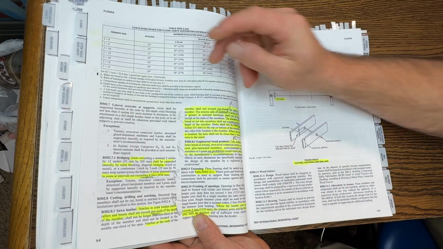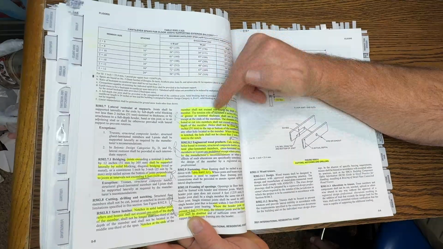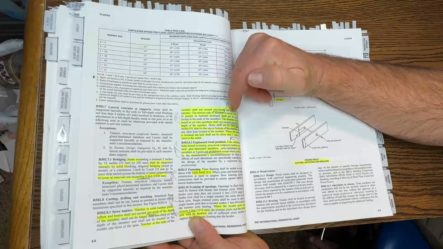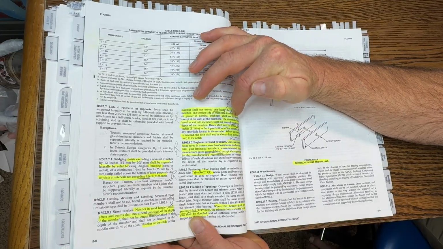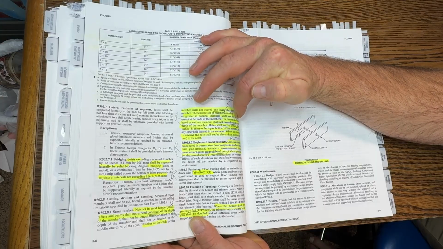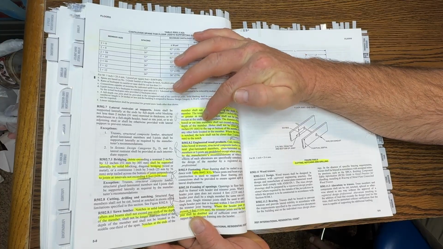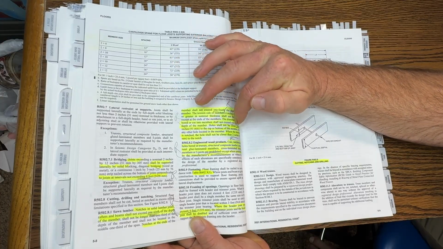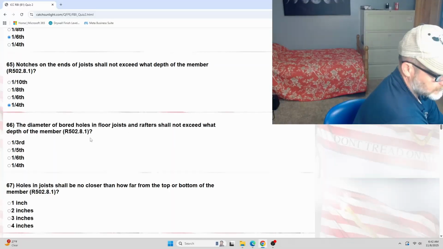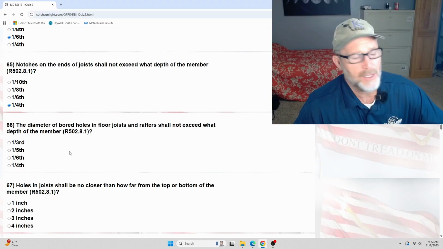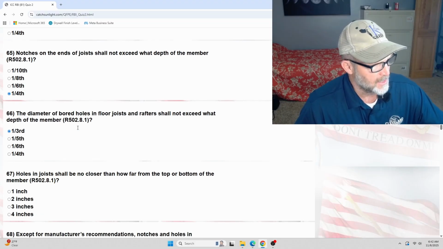R502.8.1. Important section. All right, let's continue here. The tension side of members 4 inches or greater in nominal thickness shall not be notched. The diameter of holes bored or cut into members shall not exceed 1/3 the depth of the member. So it's 1/3 right here. So let's go ahead and select 1/3 from the list.